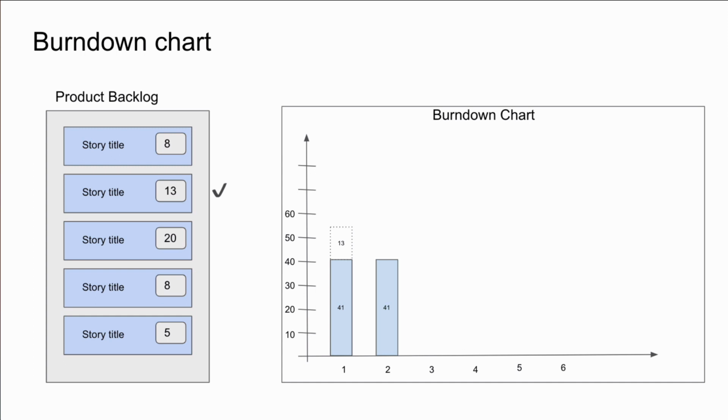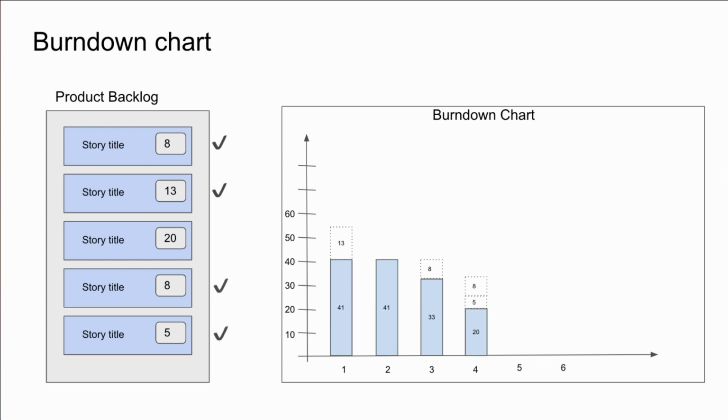Let's say that they didn't complete a story in sprint 2, so they didn't complete anything in sprint 2. That means that the burn-down chart shows an unchanged value. And so on in sprint 3. Let's say we finish the story of 8 points, and then we deduct 8 from the remaining story points. So that was 41 minus 8, so that's 33.